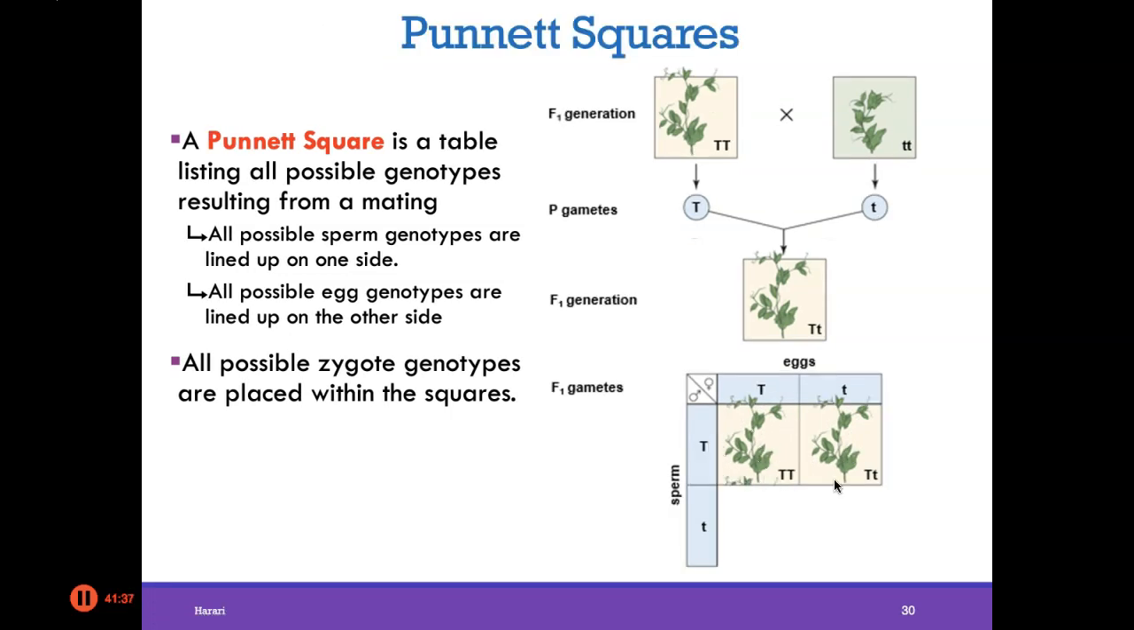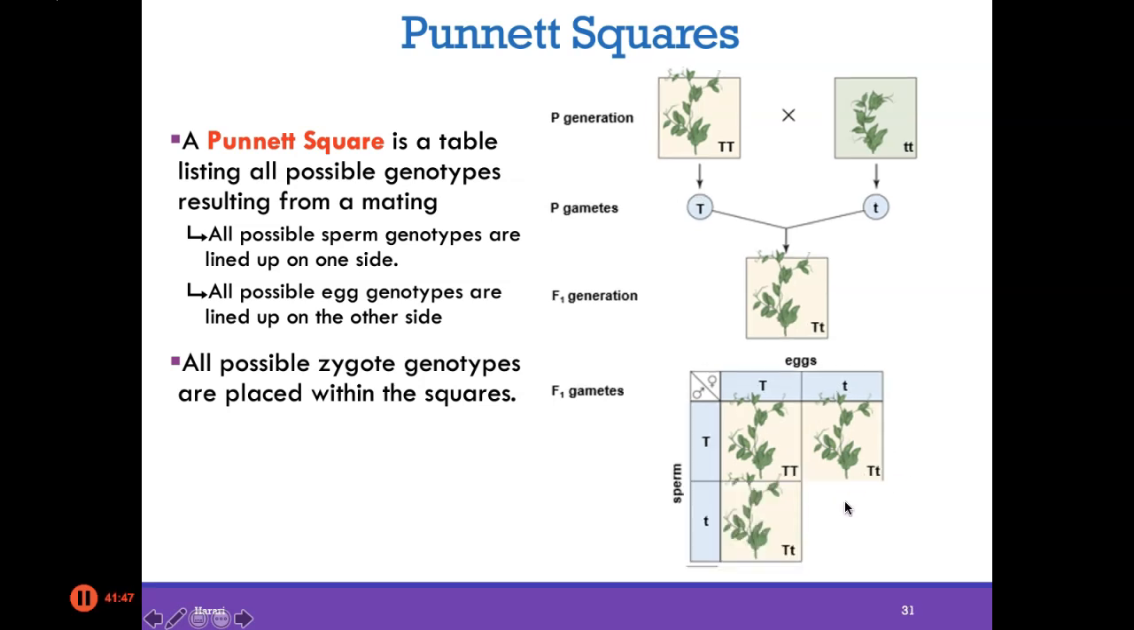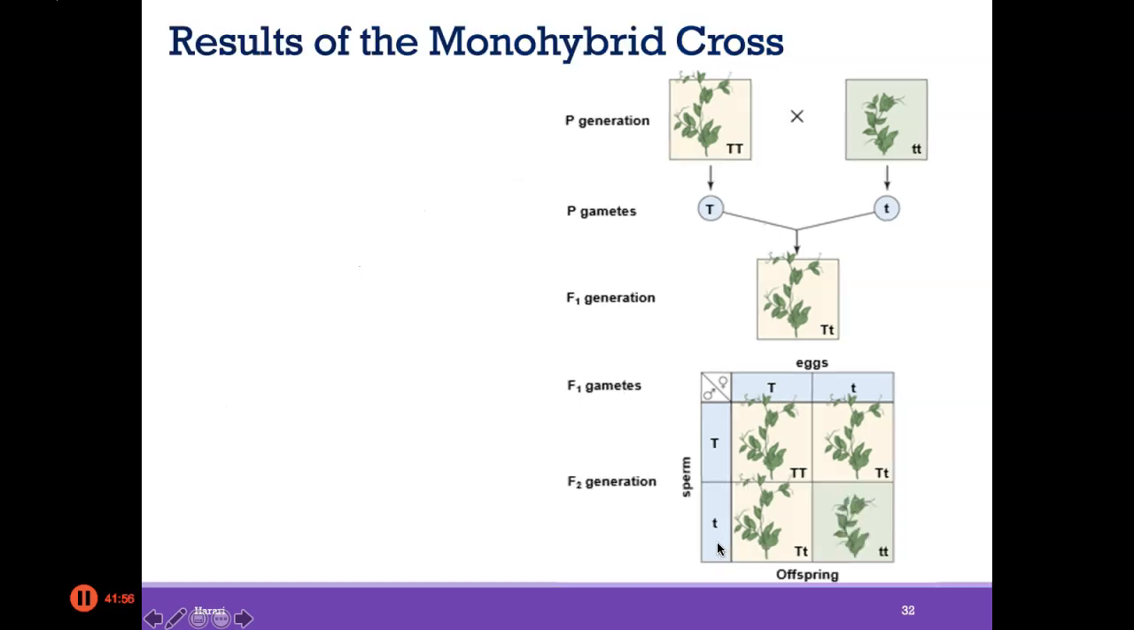Suppose this big T sperm did not penetrate a big T egg, but it found an egg that had a little t. Well, it would still be tall, but it would be a heterozygous tall plant. Suppose a little t sperm fertilized a big T egg. Then we would get another heterozygote that looks tall. And finally, if a little t sperm penetrated a little t egg, we would get a homozygous recessive short plant.